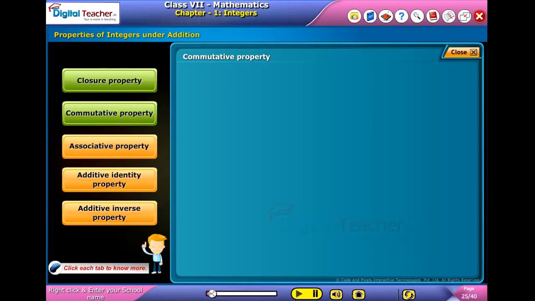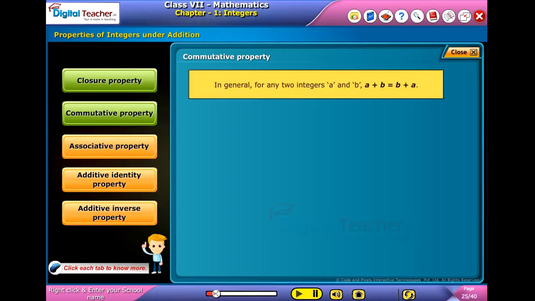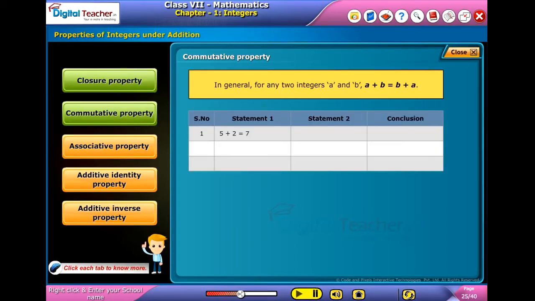Commutative property defines for any two integers a and b, a plus b is equal to b plus a. The second statement, 2 plus 5 is equal to 7. And it concludes that a plus b is equal to b plus a. Same for the second and the third statements also as shown in the table.